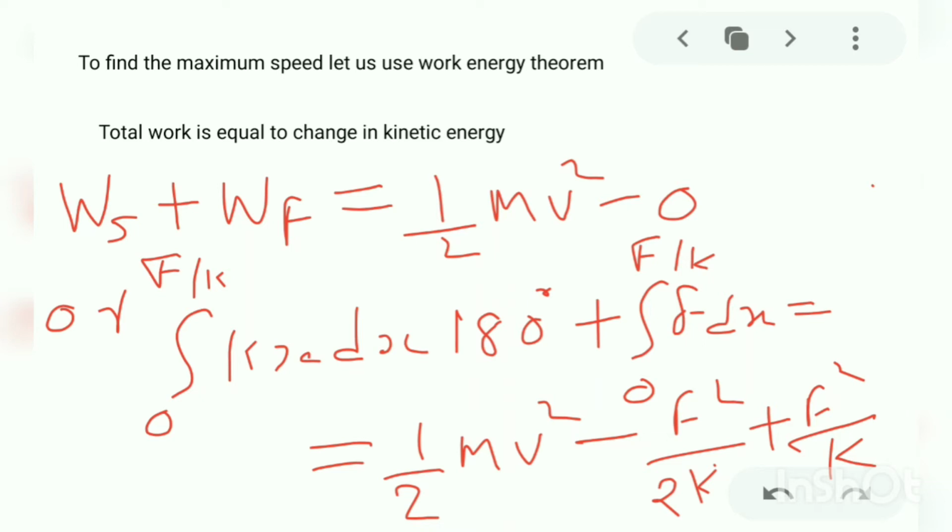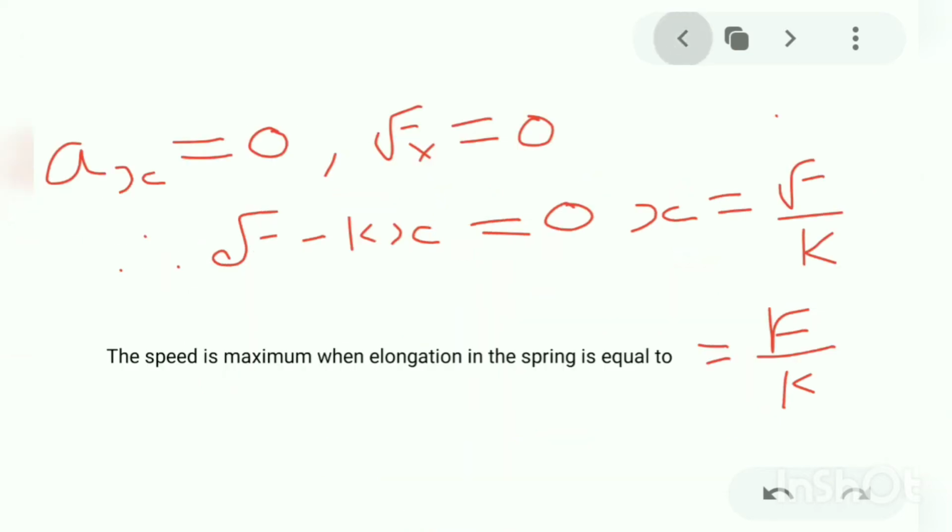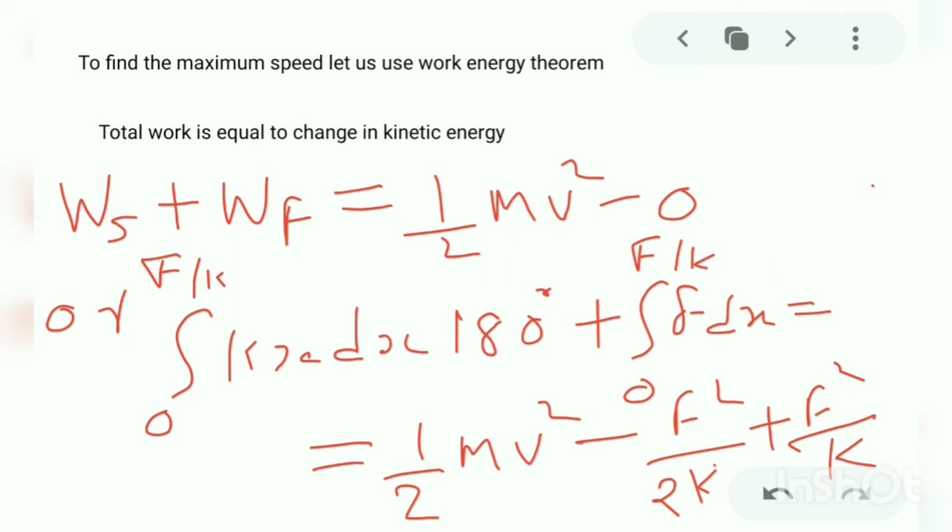So in terms of integration, we can write it from 0 to x, and we replace x by F by k. So we put the value of x, F by k, into the integral of kx dx times cos 180 degree, plus the integral from 0 to F by k of F dx. This is the equation of work done by the spring plus work done by the force. That's why we take minus integral of kx dx plus integral of F dx.